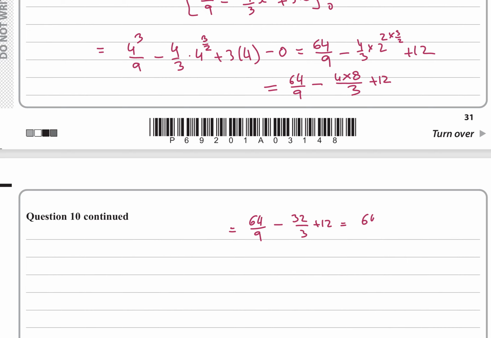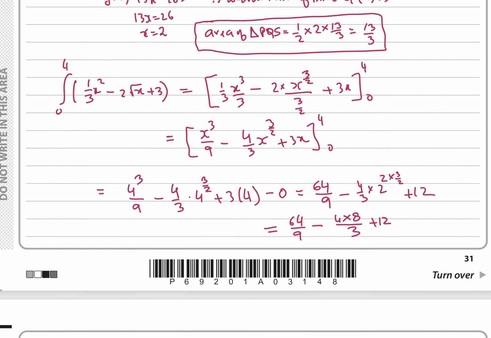That would be 64 minus 32 times 3, which is 96, plus 12 times 9, that's 108. So I got 76 over 9. But that is only the result of this integration.